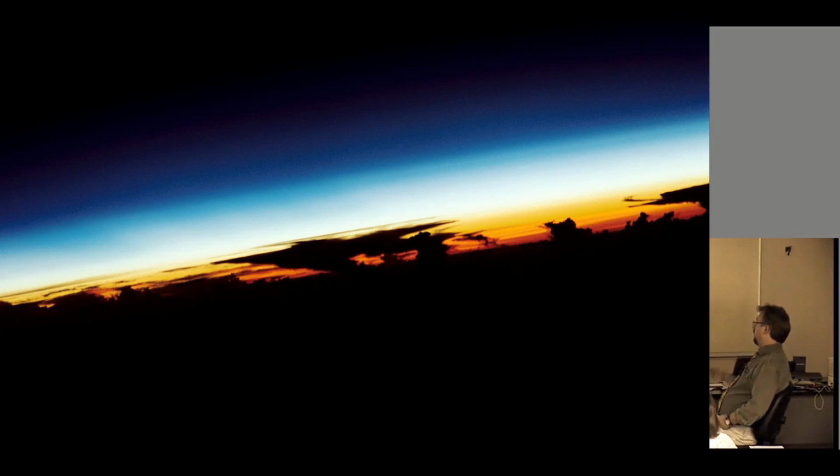This is a photograph of the atmosphere taken from the space shuttle. I guess they rolled down the window and put the camera out. I don't think you can roll down the window. That would be pretty dangerous.